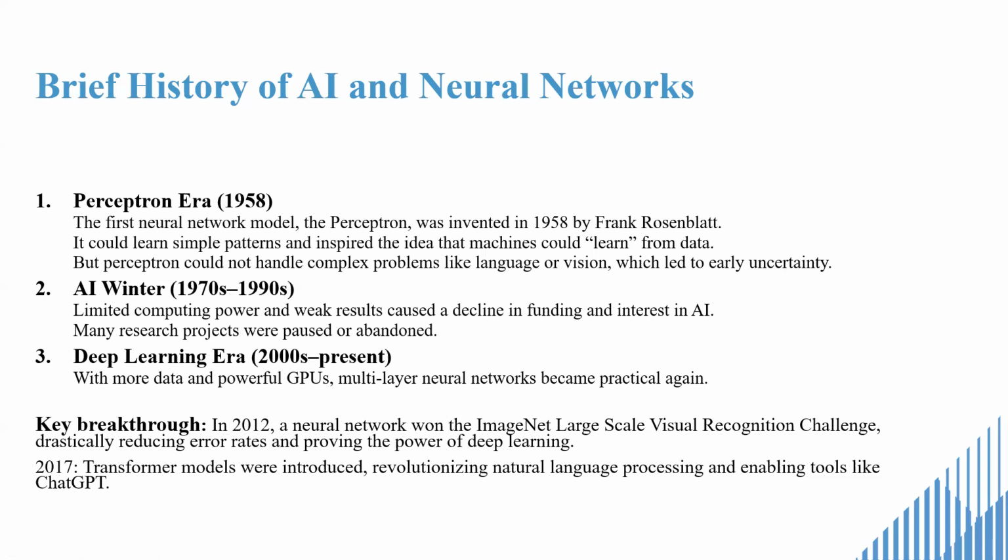So in 1958, people were after AI and neural networks. The first neural network model, the perceptron, was invented in 1958 by Frank Rosenblatt. It could learn simple patterns and inspired the idea that machines could learn from data. But perceptrons could not handle complex problems like language or vision, which led to uncertainty. So it wasn't just from a decade or so ago; it was first invented in 1958. But after that, because there was some uncertainty, came what's called the AI winter, from the 1970s to the 1990s.